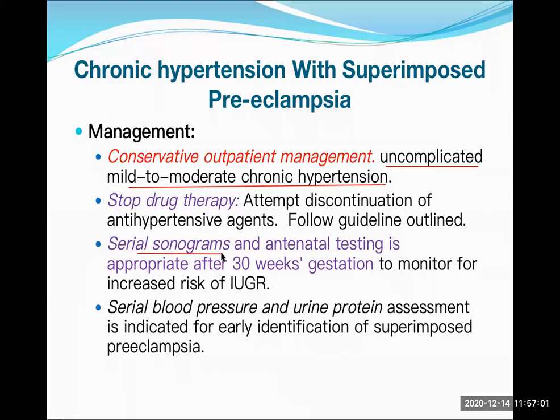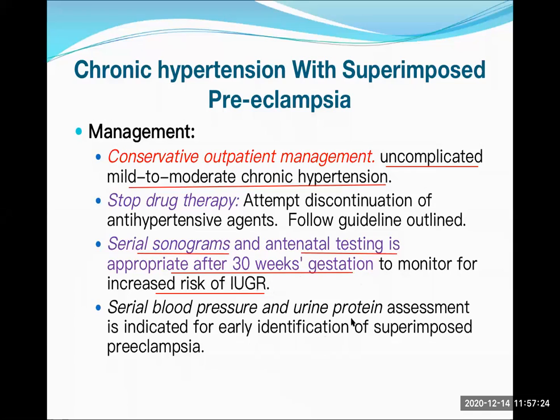Serial ultrasonography, sonogram means ultrasonography, and antenatal testing is appropriate after 30 weeks of gestation to monitor for increased risk of IUGR. That is one of the significant complications of hypertensive disorder in pregnancy, that is IUGR. So we need to monitor for it.